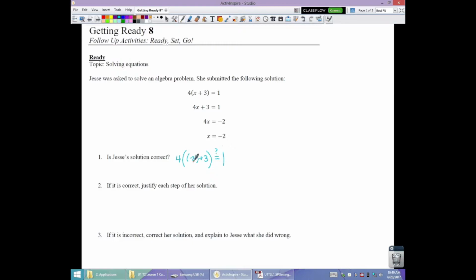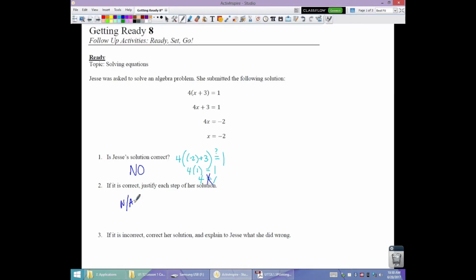Well, -2 plus 3 is 1. So 4 times 1 is 4. Does that equal 1? And it absolutely does not equal 1. So Jessie's solution is not correct. So number 2, if it is correct, justify each step. Well, it's not, so this question does not apply to us. Number 3, though, if it is incorrect, correct her solution and explain what she did wrong.